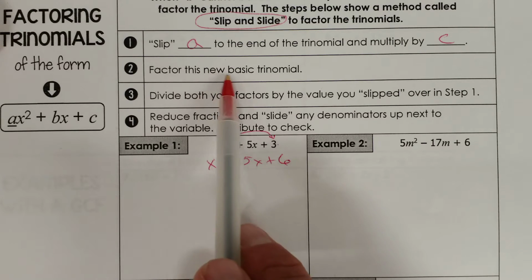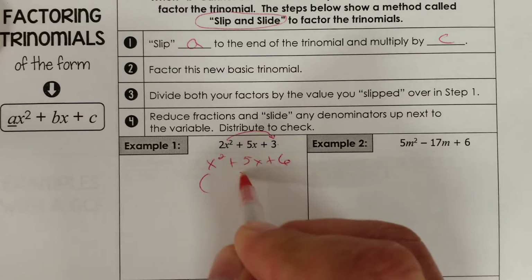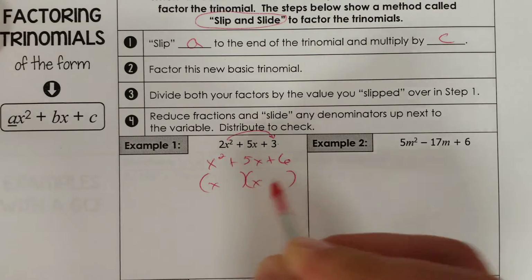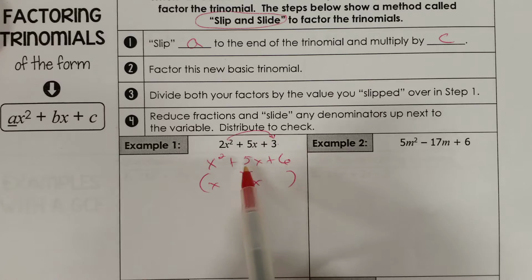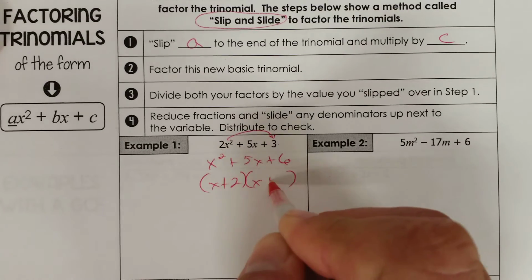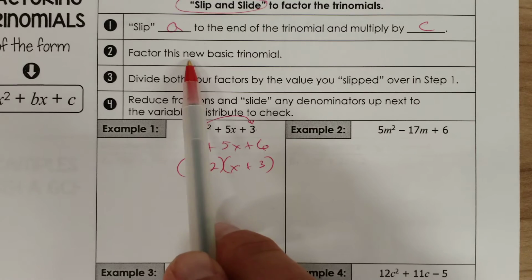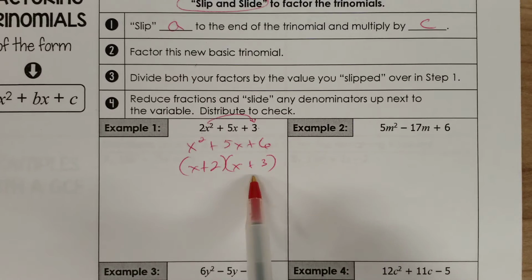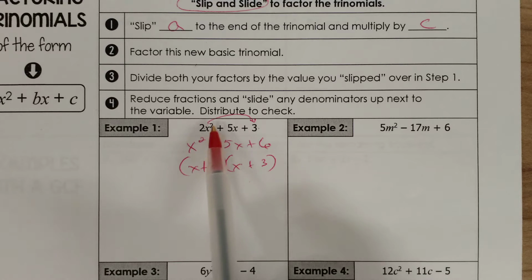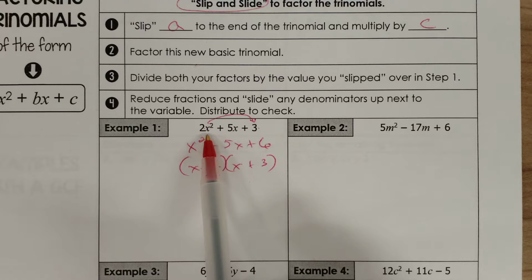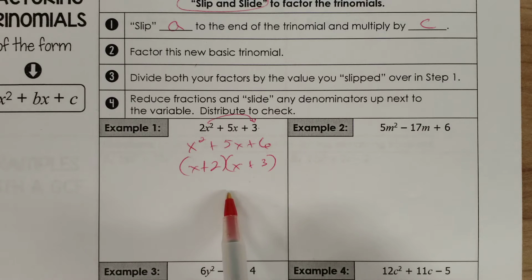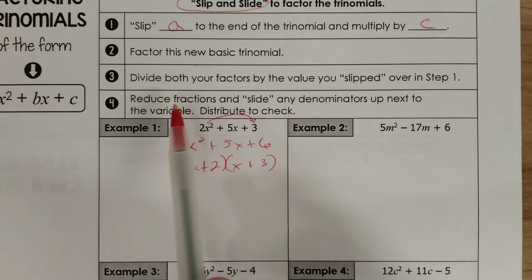So now I'm going to factor this new basic trinomial. Split the x's. Numbers that multiply to be 6 and add up to be 5 are 2 and 3. Okay, so now I've done this step, but now I'm not finished. A lot of students will want to stop here because this looks like it's factored. But you're not finished because this leading number is not x squared, it's 2x squared. So here's where you have to do more than what we've done already.